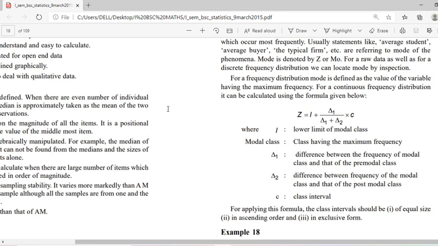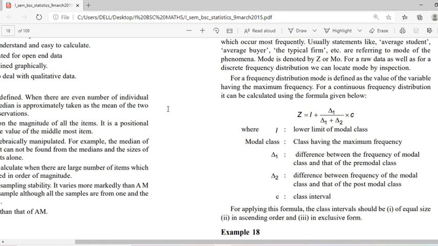That is Z equal to L plus delta 1 by delta 1 plus delta 2 into C, where L is the lower limit of modal class, and modal class is the class having maximum frequency. Delta 1 is the difference between frequency of modal class and that of the pre-modal class. Delta 2 is the difference between frequency of the modal class and that of the post-modal class, that means the class after the modal class. Pre-modal class means the class before the modal class. Modal class means the class having maximum frequency. C is the class interval.